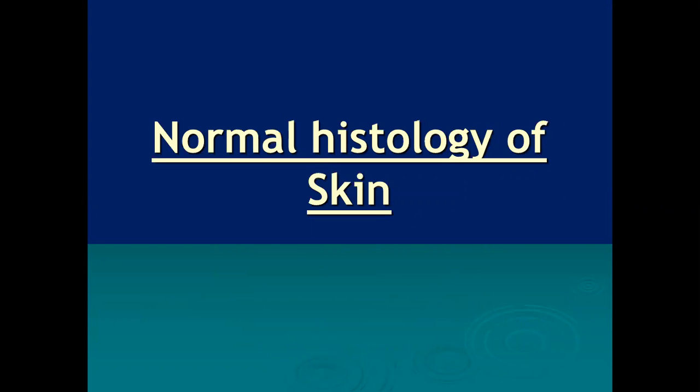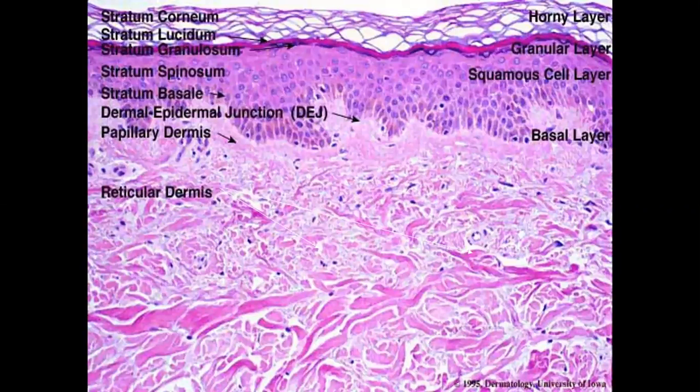Before I start my lecture, just for your remembrance, this is the normal histology of the skin, comprising of the outer layer that is stratum corneum. Then the layer is stratum lucidum, which is present on palm and soles. The third layer is stratum granulosum. The fourth layer is stratum spinosum, which comprises most of the epidermis. Then the basal layer, which is not polygonal, rather these are the columnar cells. And then after the basal layer starts the dermis.